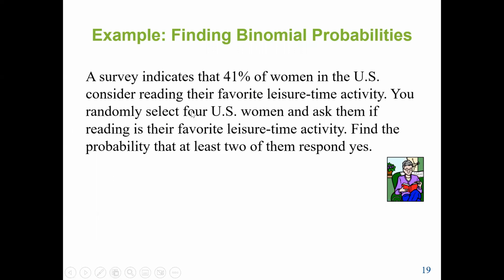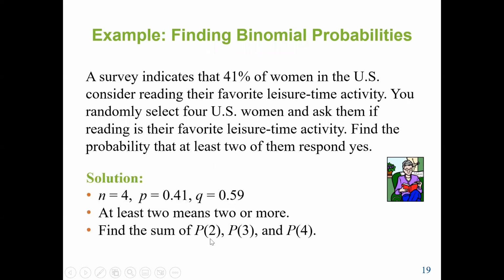So here we can see that we have our P. The survey indicates that 41% of the women in the US consider reading as their favorite leisure time activity, so we have the probability of success. Now you randomly select 4, so N is equal to 4, and find the probability that at least two of them, so this means X will be 2. So N is 4, P is 0.41 because it's 41%, and Q will be 1 minus 0.41, which gives us 0.59.